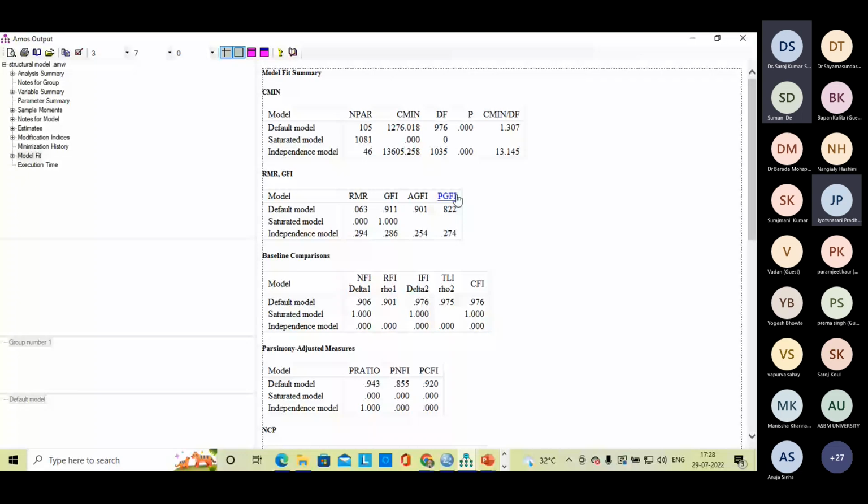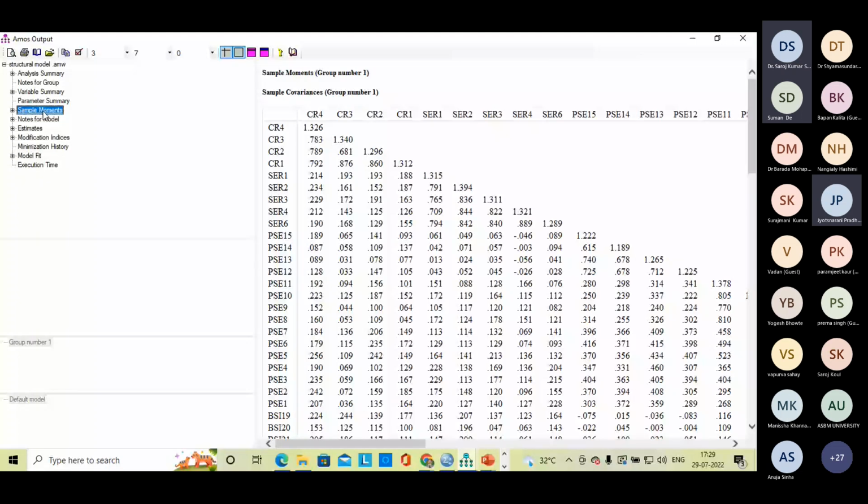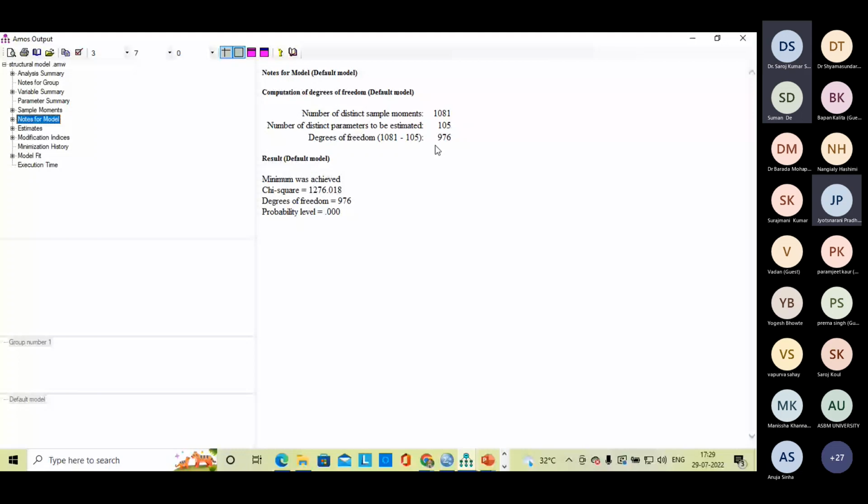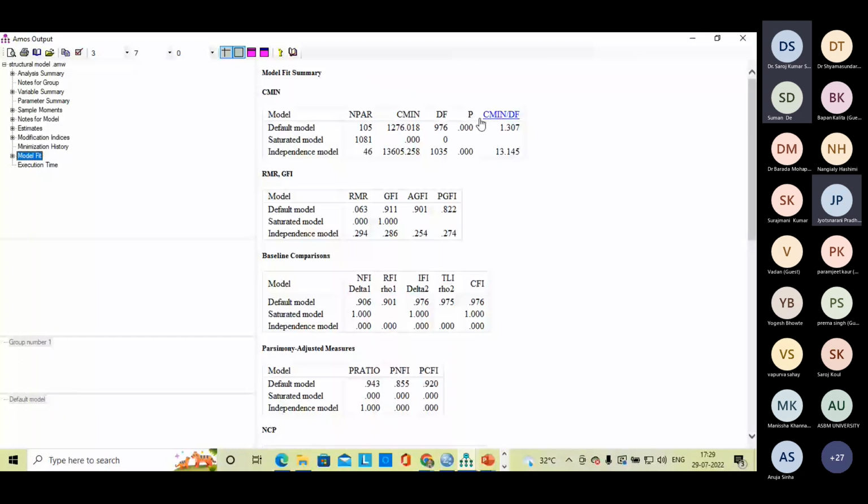What is less than? CMIN by degree of freedom, that is the chi-square value. Initially we got the chi-square value also. This is also a chi-square value, which we have already discussed. It has been standardized and given in this form: CMIN by degree of freedom. It should be less than 3, not 0.33. Here it is 1.307, less than 3. So we can say the model is fitting to the acceptable range.